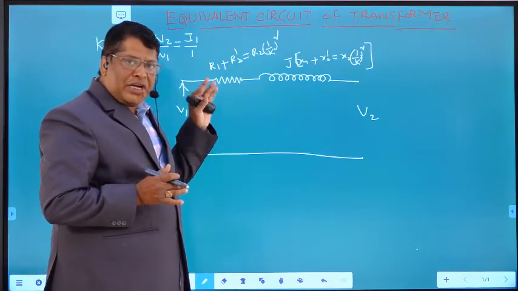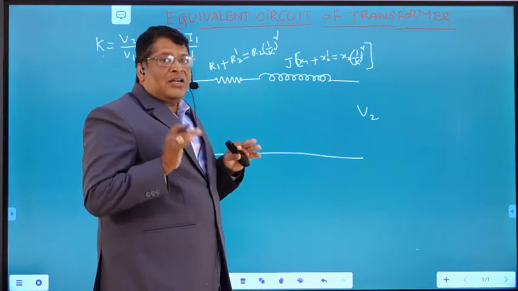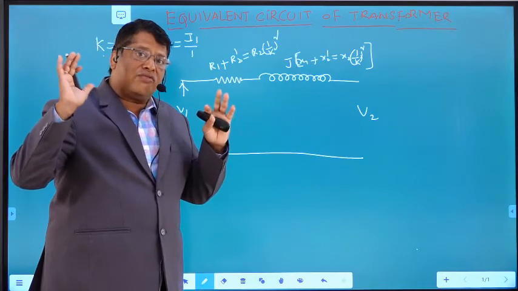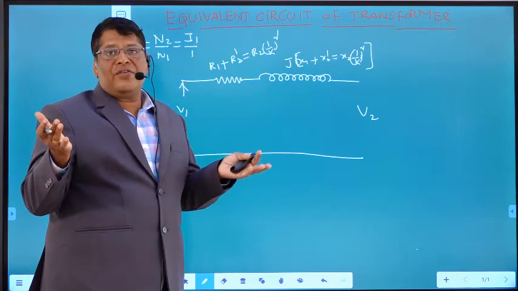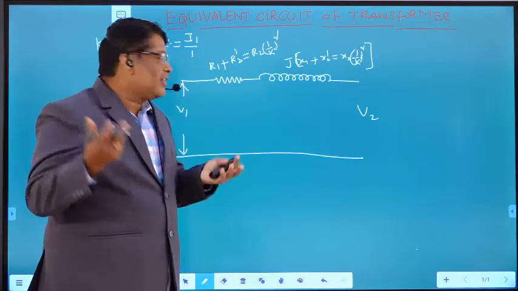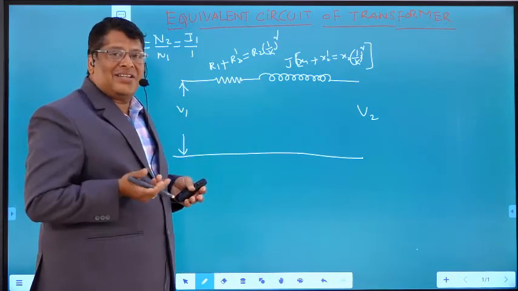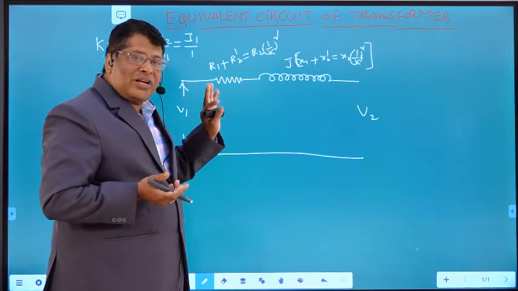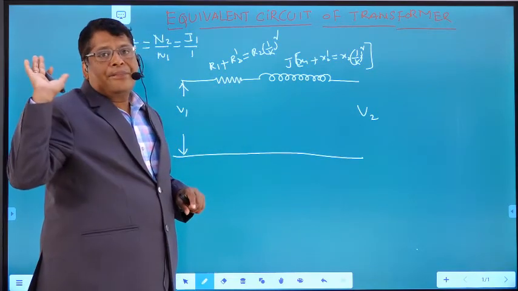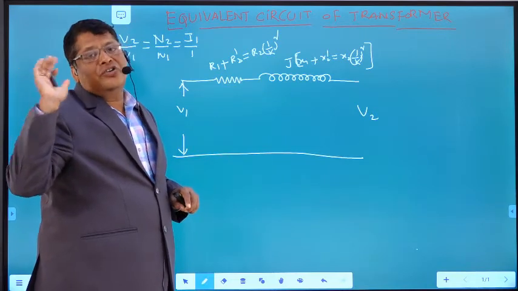The shunt branch is also taken into consideration. But for transformers used in a power system, where the rating is very high, 200 MVA, 500 MVA, the no load current is very, very small. So you can neglect the no load current. This is the equivalent circuit of a transformer used in transmission and distribution.